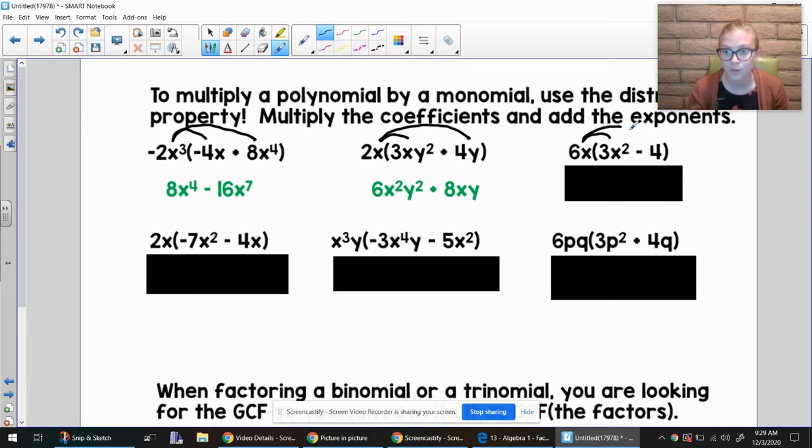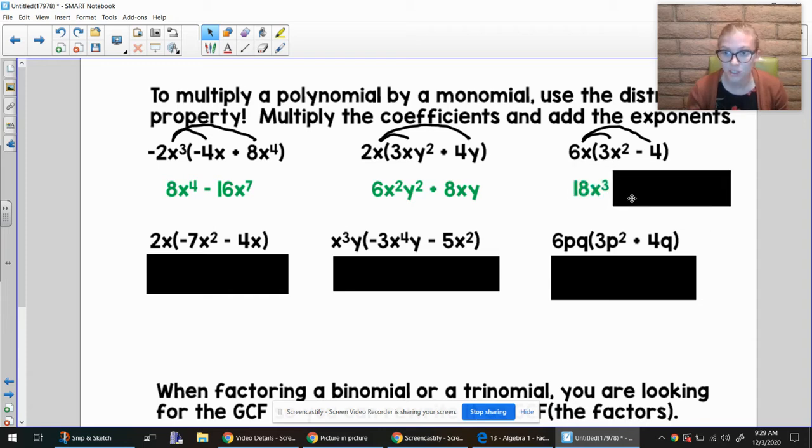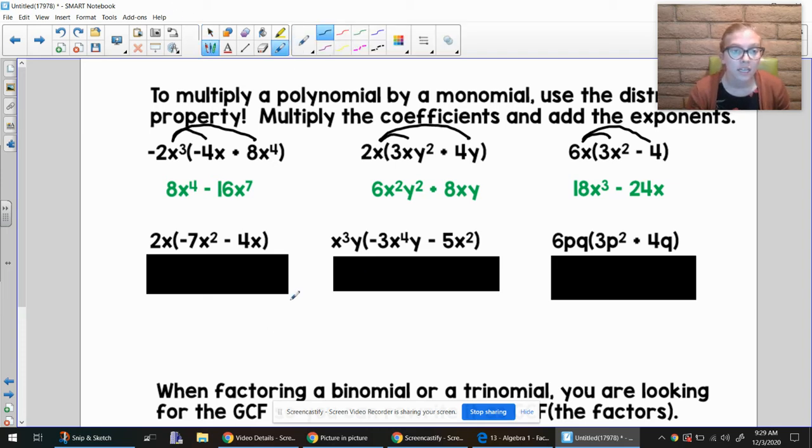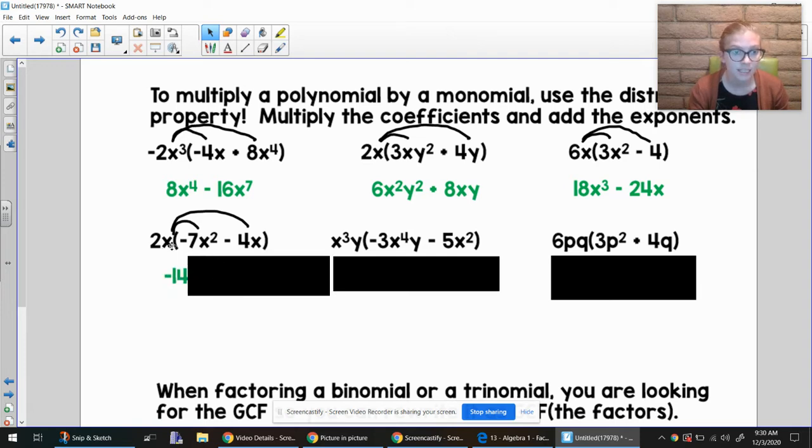6x times 3x squared minus 4 would be 18x to the third minus 24x. 2x times negative 7x squared minus 4x. Well, 2x times negative 7 is negative 14. X times x squared is x to the third. 2x times negative 4x is negative 8x squared.